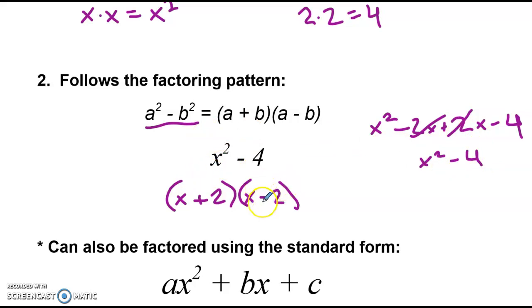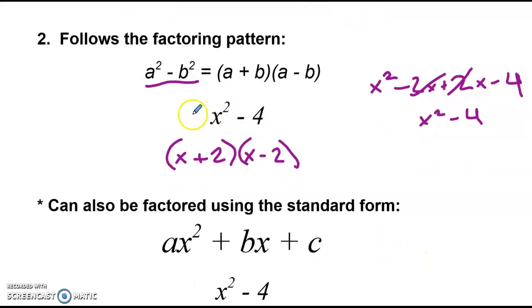But the simple factoring pattern is just we write the x in each pair of parentheses, and then you write plus 2 and minus 2. Now, this works for any difference of squares, and I'll show you a couple more examples in just a minute. But in case you're wondering, well, why does this work? Because this isn't how we've been factoring.